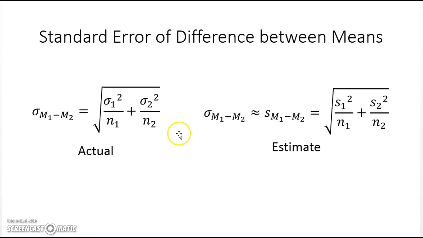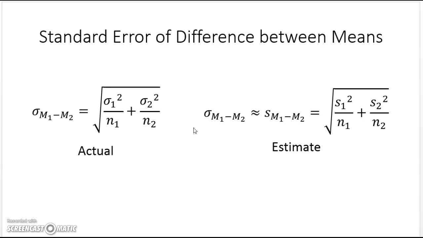Okay, standard error of the difference between the means. In the first few slides, we were looking at a single population mean. This is different now. Now we have two different populations. Maybe it's females and males. Maybe it's people who are taking the drug and people who are not taking the drug. Maybe it's two different races. Whatever it is, we have two different populations, and we get an average for both of those.